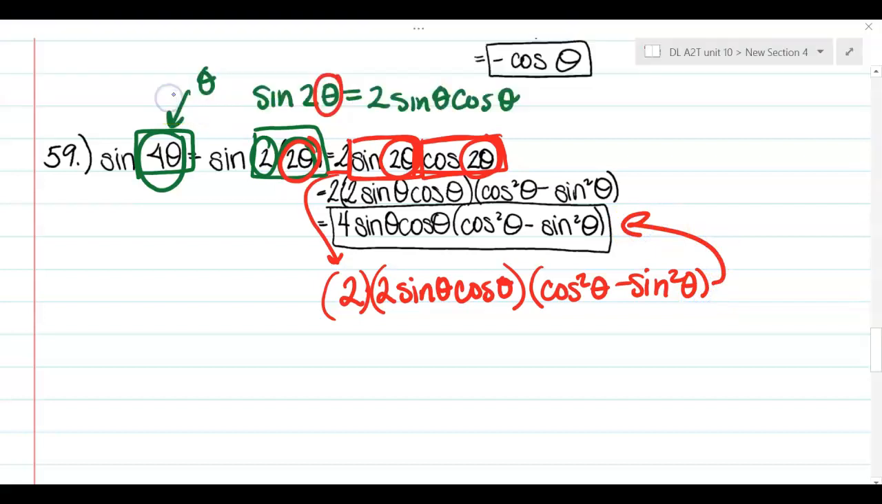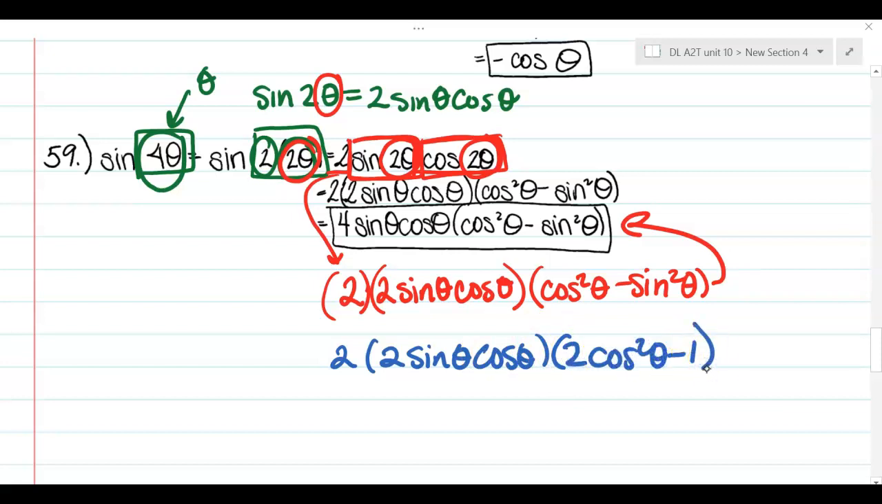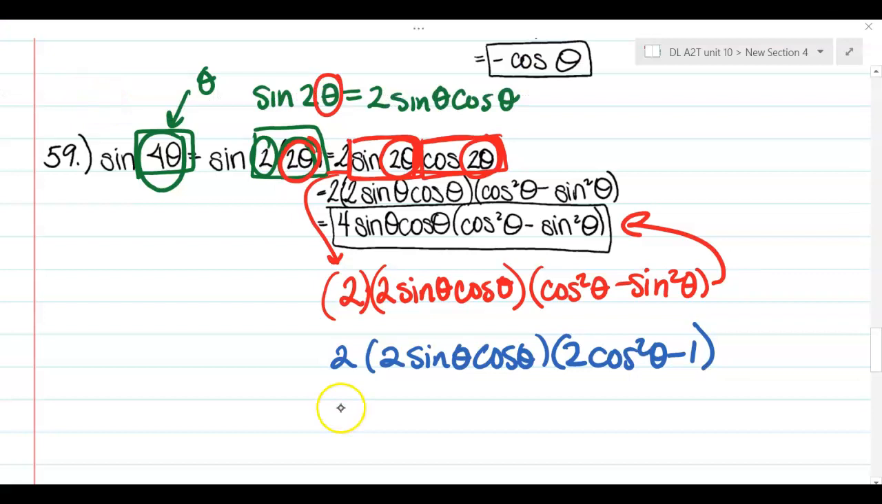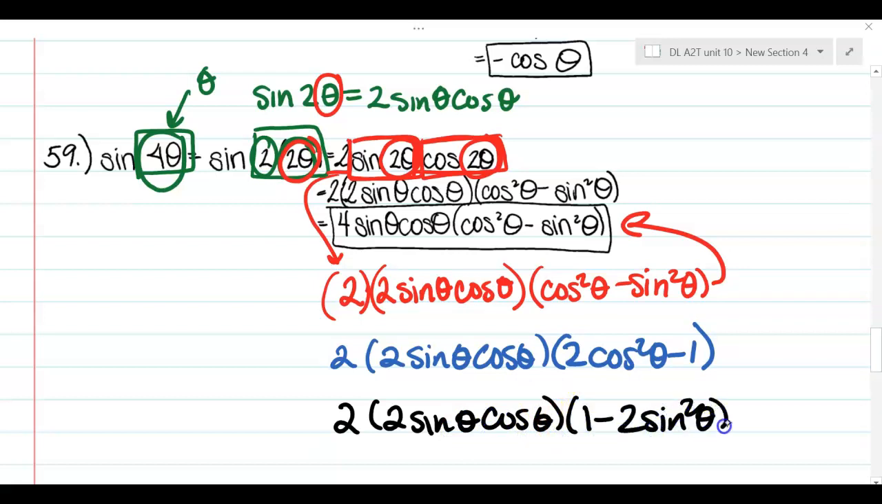Another option would have been to replace the cosine of 2 theta with one of its other versions of its identity, which could have been 2 cosine squared theta minus 1. And then we could have dealt with that idea. Or a third option would have been to replace the cosine of 2 theta with 1 minus 2 sine squared theta. So any of these would have been fine, and then you can simplify from there.